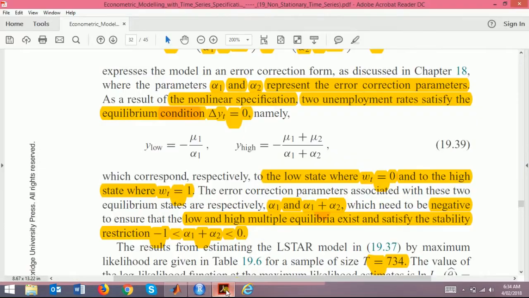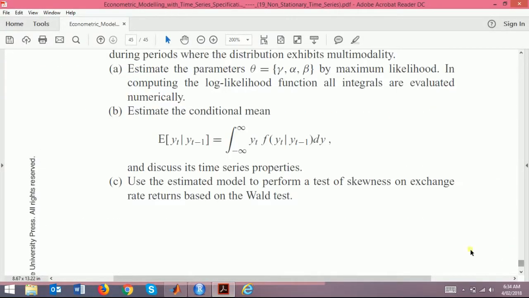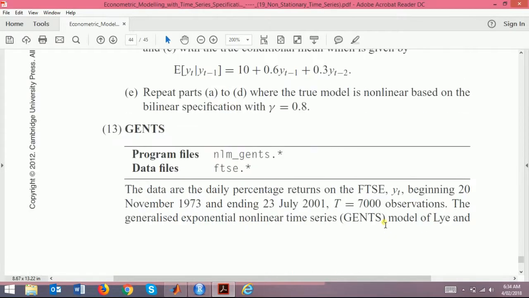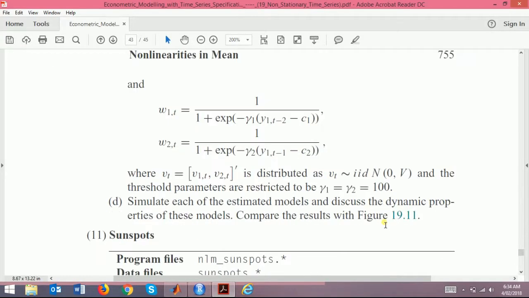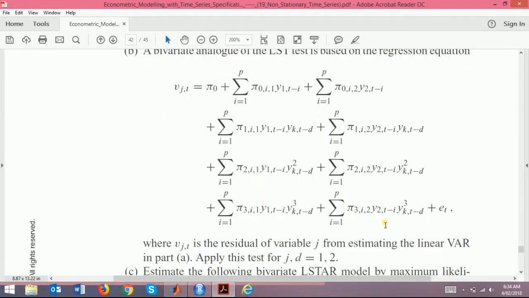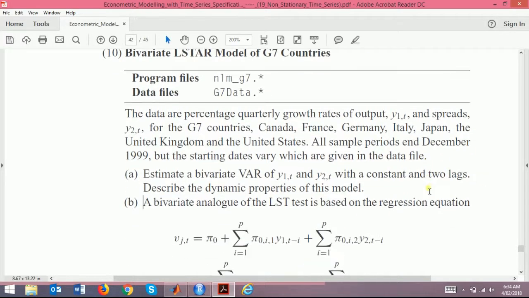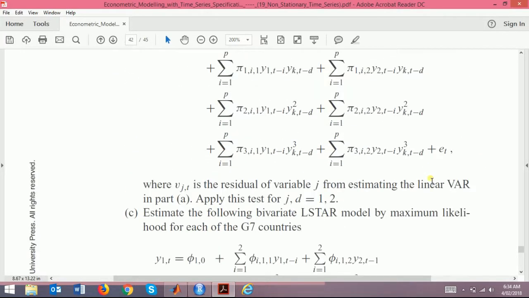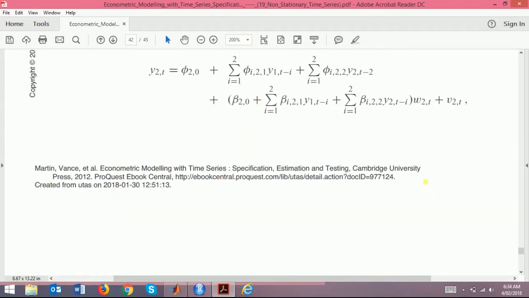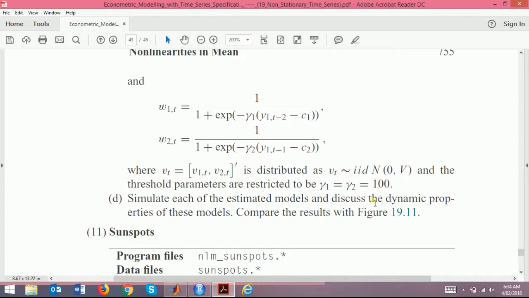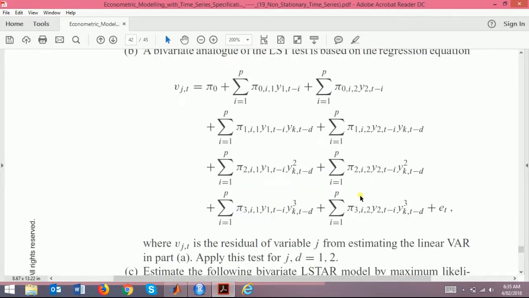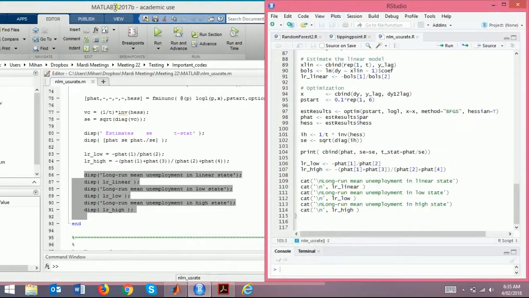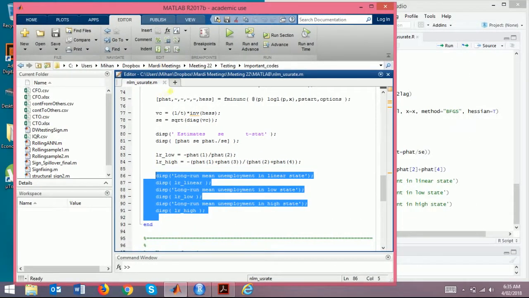Then comes the next problem, which is the bivariate L-star model for G7 countries, and we have seen this before; we discussed this problem. Let's see if we can solve this problem, simulate the estimated models in L-star. So the problem is titled NLM-G7.